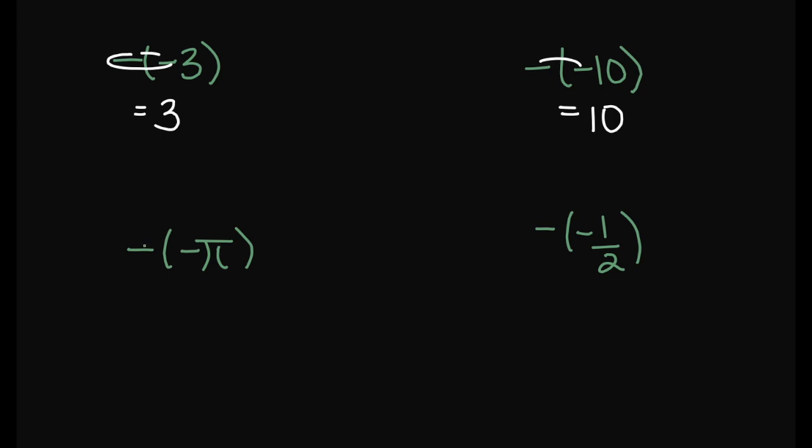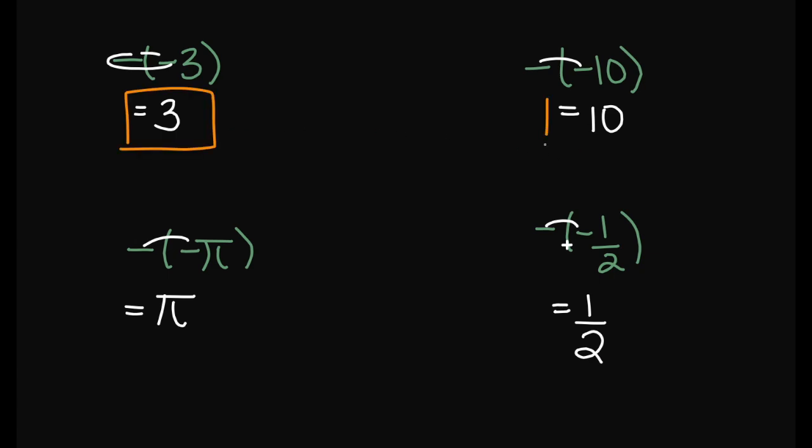The same thing here. These two negatives are going to be positive, so your final answer here is just going to be pi as your answer. And the same for this fraction here. These two negatives are going to turn positive, so your final answer here is just going to be 1/2. And these are your answers here for each of these expressions.